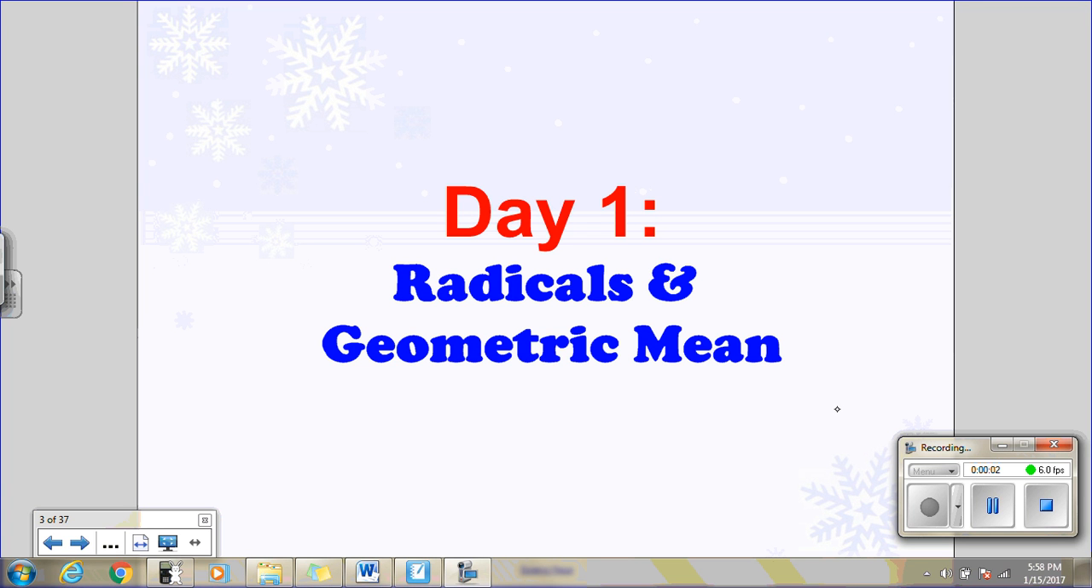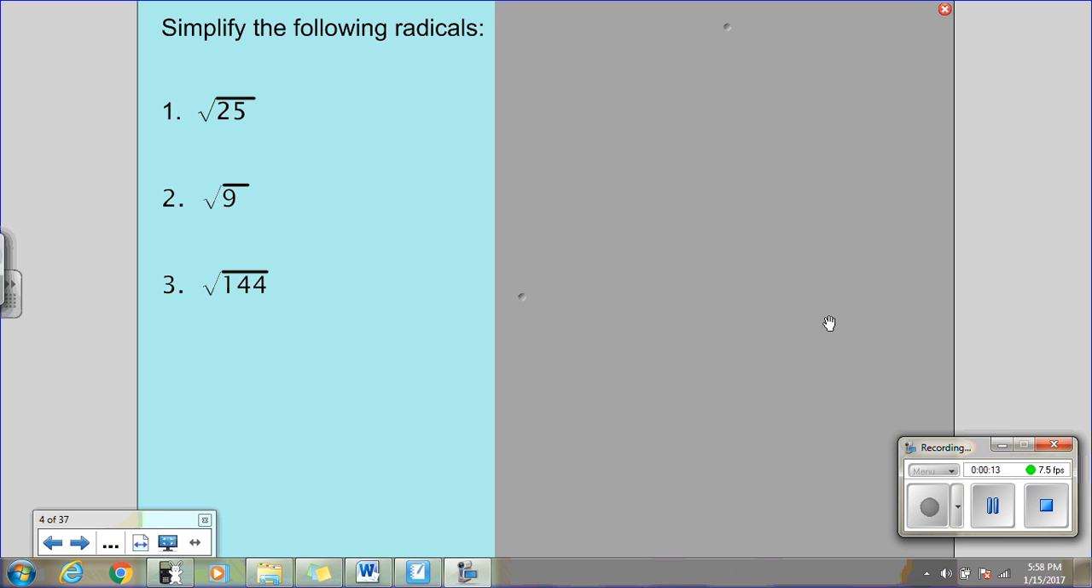All right, we're in Unit 8, Day 1. We're going to talk about radicals and geometric mean. For these first few, we're going to simplify the radical.